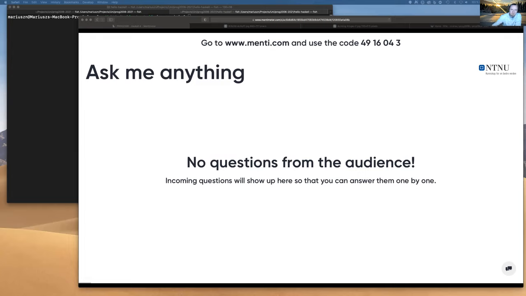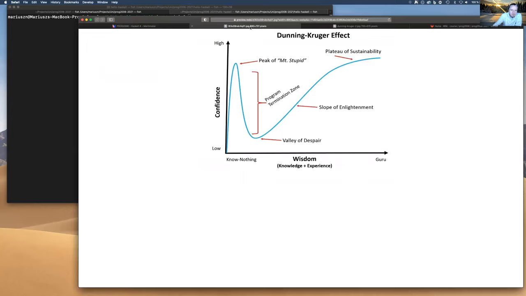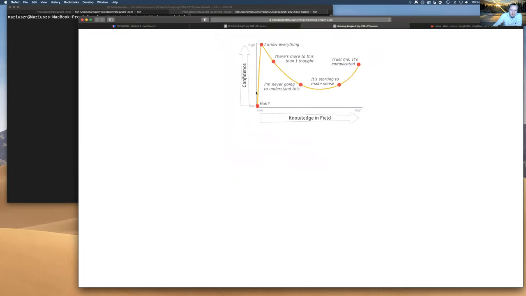I have to tell you that I have been learning Haskell for the last maybe 3 years, more actively. I knew some functional programming patterns from before, but the active learning of Haskell was probably the last 3 years. I'm not full time on it, so it's on and off. And there is this Dunning-Kruger effect where when you start learning something, you're climbing this curve, and you get to a point where you think you know everything. And then as you keep learning, your confidence drops down and you get to a valley of despair, right?